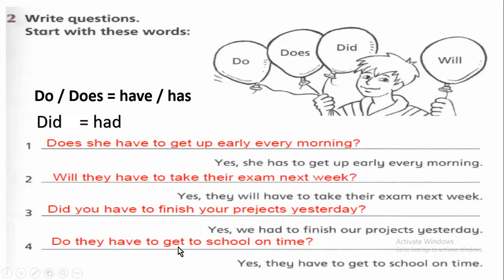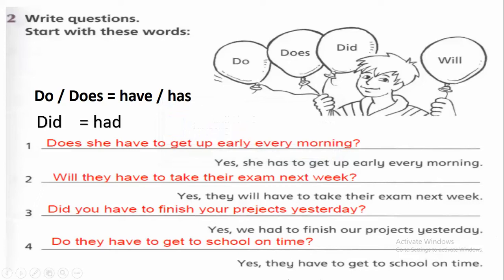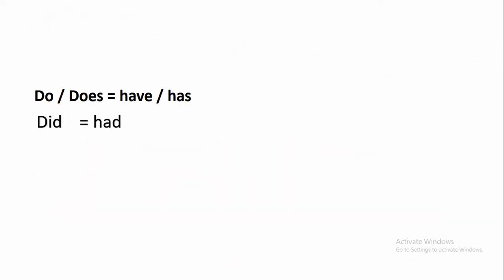Do they have to get to school on time? Here you can see the following. Yes, they have to get to school on time. Do they have to get to school on time? They have to becomes do they have to, because they have takes do. Then the subject, then have to, then the verb and the complement of the sentence. Let's complete. Please copy the answers.